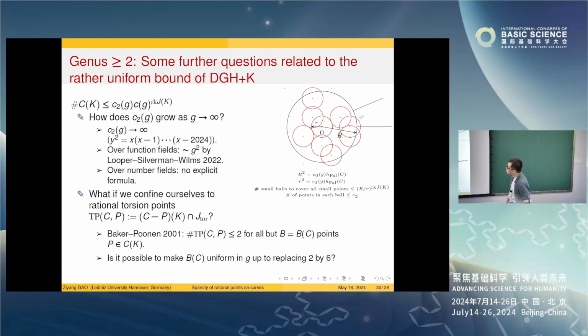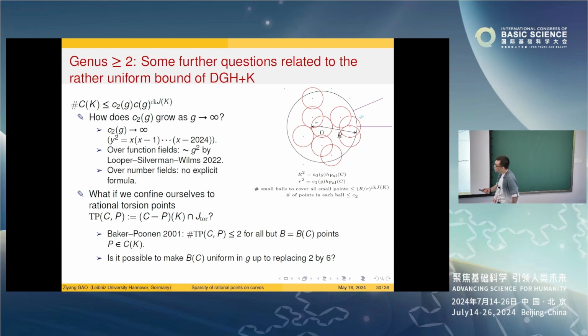Over function fields, it is proved that it's comparable to G squared by Looper, Silverman, and Rose. So it's a natural question to ask, over number fields, what does this Manin-Mumford constant look like? Is it also G squared? It is not known. There's even no explicit formula.